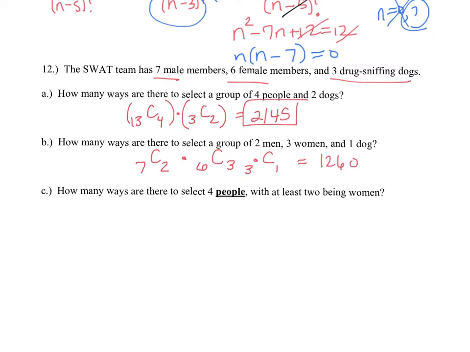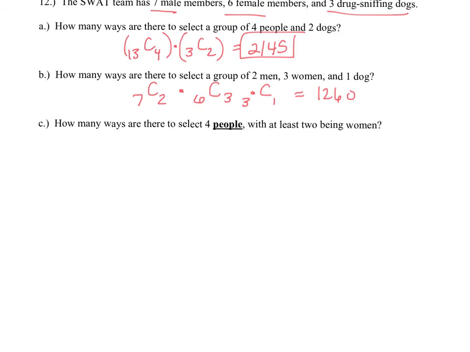Now this next question is a little bit different, and there is a key word in here that we really want to pick up on. It says, how many ways are there to select 4 people with at least 2 being women? The word at least is very important.